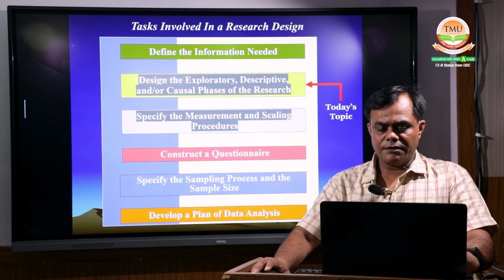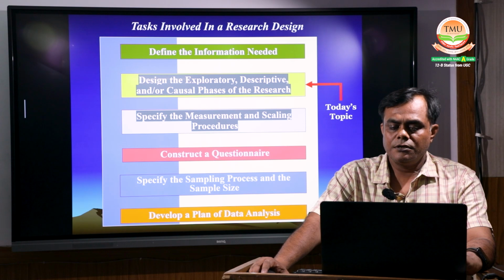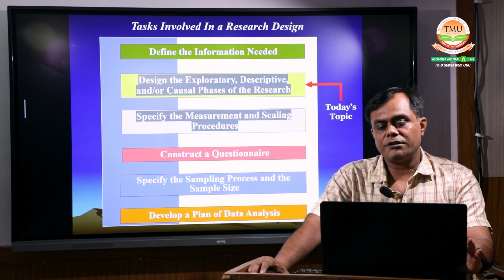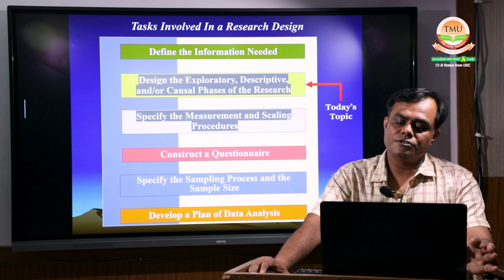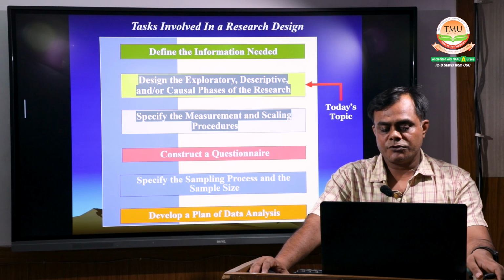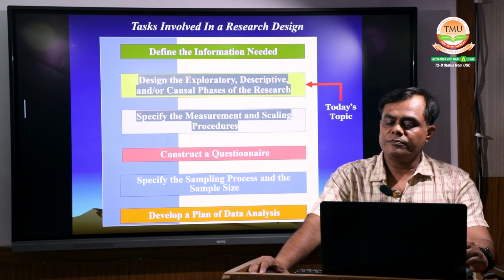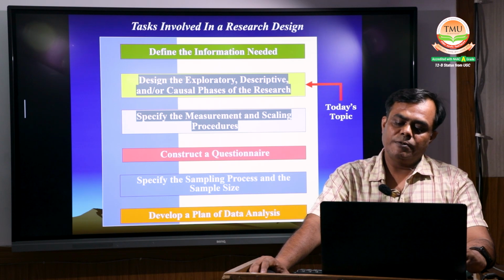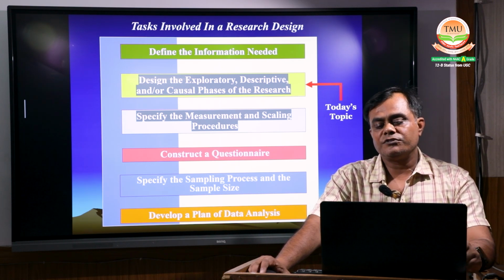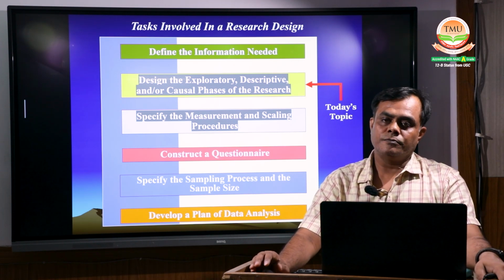So in this slide, there are various tasks involved in research design. First, define the information needed. Second, design the exploratory, descriptive or causal phases of the research. Then specify the measurement and scaling procedures, construct a questionnaire, specify the sampling process and the sample size, and develop the plan of data analysis. In two days we will discuss designing the exploratory, descriptive, and causal phases of the research.